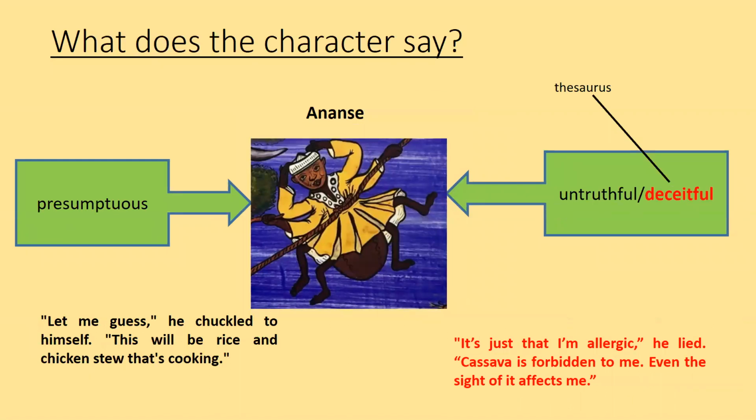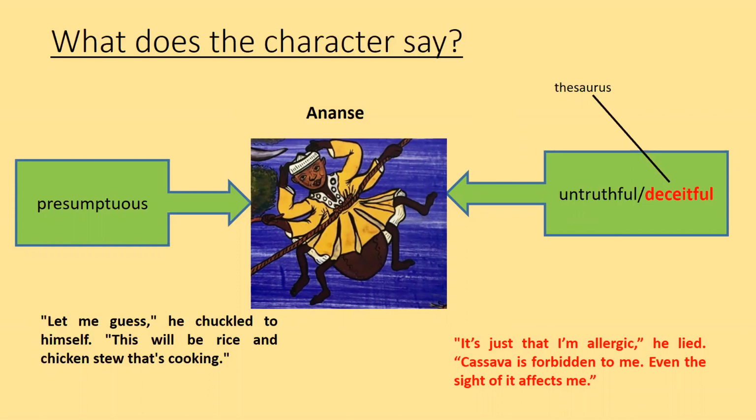Now let's have a look at what he said in the text. So that thing that I picked up from the text, it says, let me guess, he chuckled to himself. This will be rice and chicken stew that's cooking. Now, we know that Anansi had not seen the food that was being prepared, so he just assumed that would be chicken stew and rice cooking. So here we can say that he was being presumptuous.